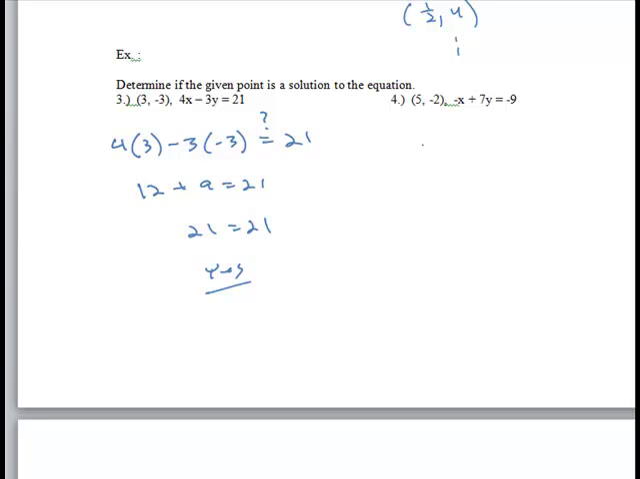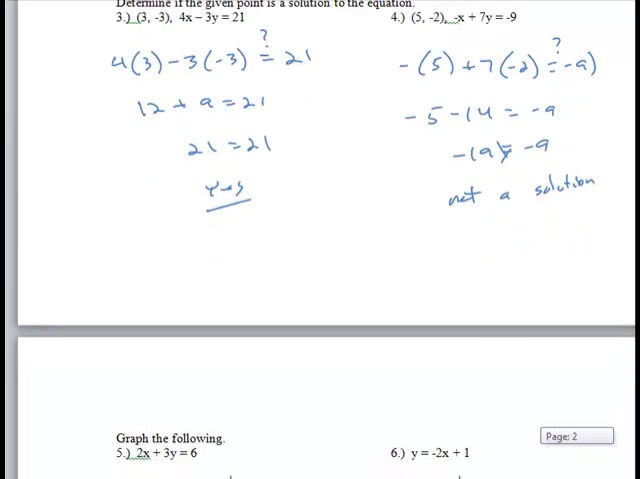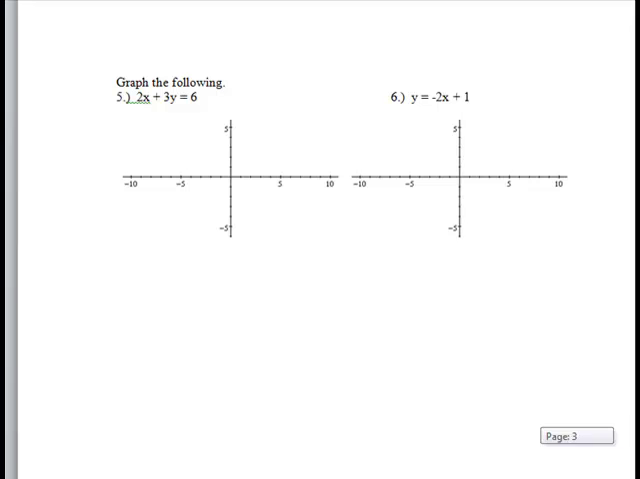Example 4. Is the point (5, -2) a solution to this equation? So we substitute in the values, x and y. See if the left-hand side equals the right-hand side. Negative 5 minus 14 is not equal to negative 9. So therefore, it is not a solution. Most of the time, though, we're going to be asked to find solutions.